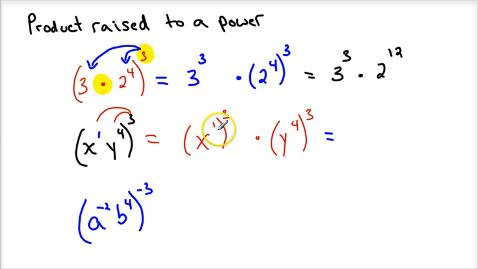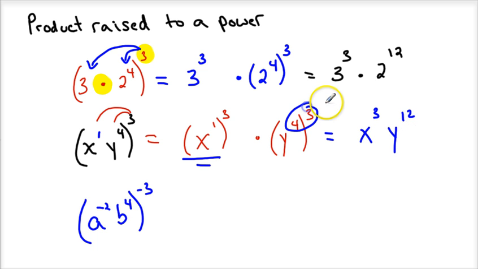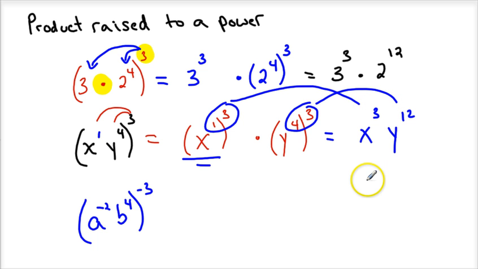Now, x to the 1st raised to the 3rd, what's my outcome? This one here will be x to the 3rd. And then this one, y to the 4th raised to the 3rd, y to the 12th. Excellent. Multiplying 4 times 3 to get my 12. Multiplying 1 times 3 to get my 3.